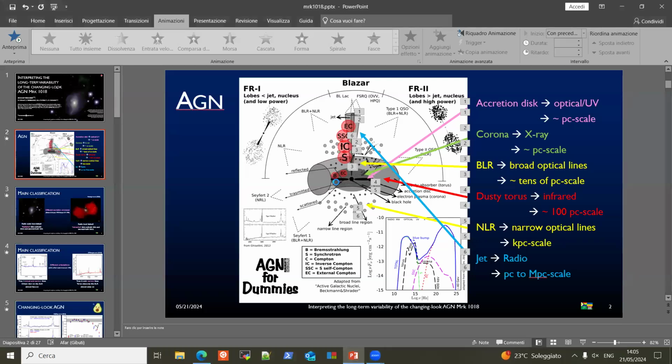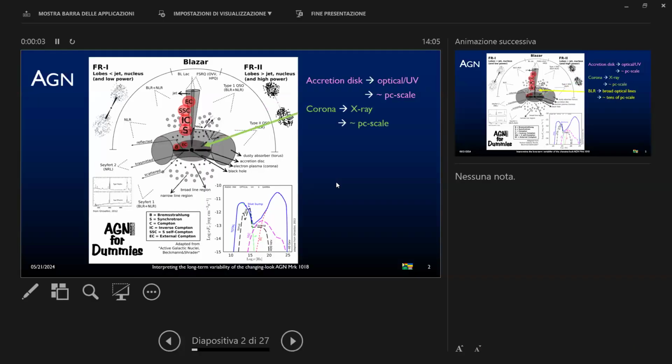Okay, so we were saying the corona. And then we have outside the corona, at tens of parsecs from the supermassive black hole, the broad-line region. So this is material still gravitationally bound to the supermassive black hole, but it's not accreted onto it, so it's not part of the accretion disk. And the optical UV radiation coming from the accretion disk that is transmitted by the corona and not upscattered to X-ray can ionize this medium, which remits broad optical lines, hence the name broad-line region.